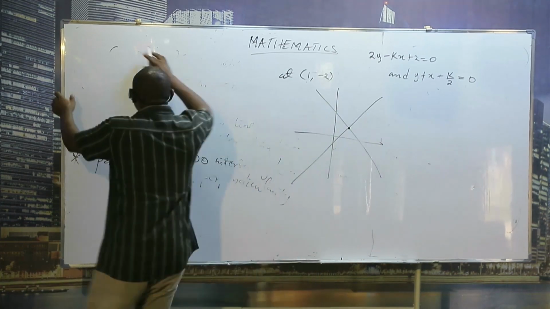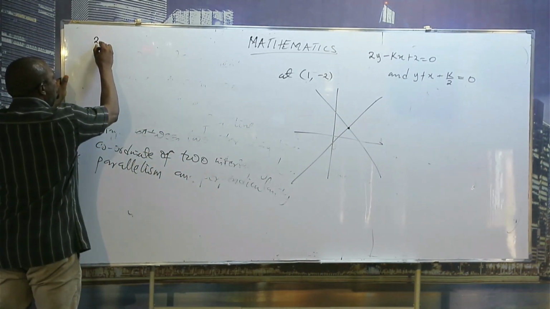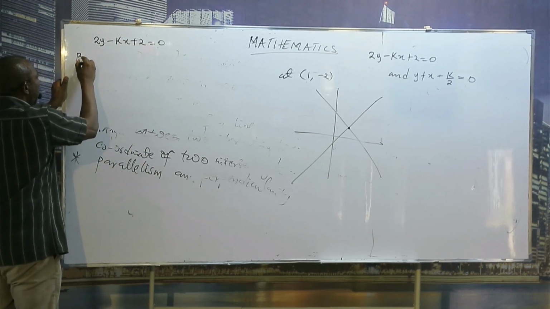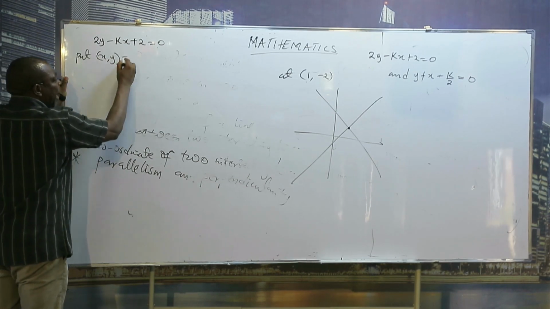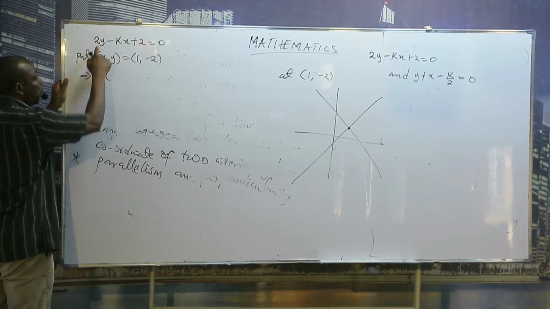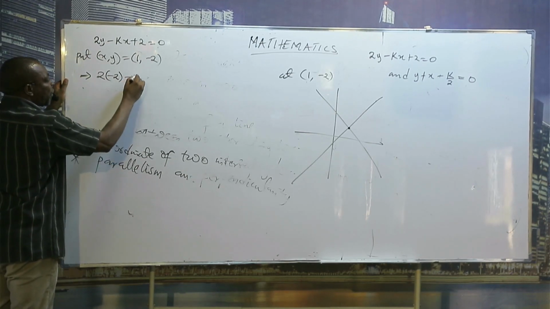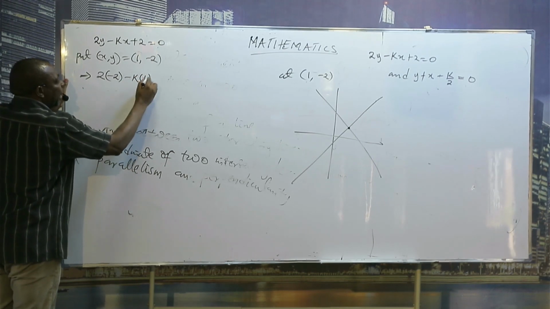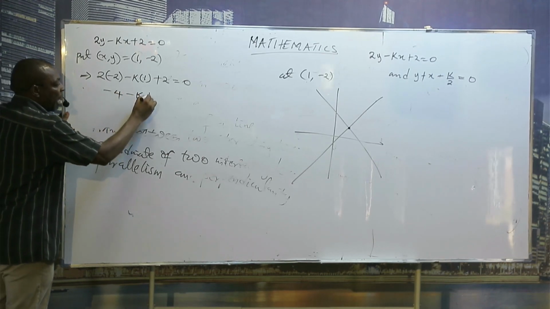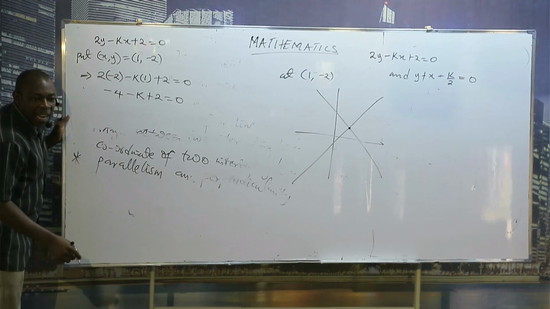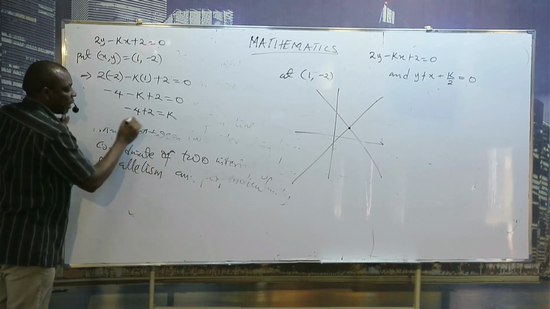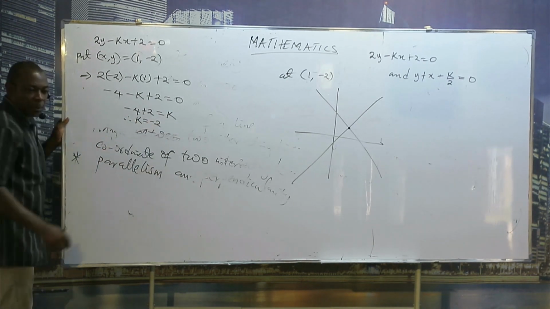What do I mean? Take any of the equations there. If I take 2y minus kx plus 2 equals 0, then you put the point of intersection x, y, which is 1, minus 2. Do that. You have 2 into minus 2, minus k into 1, plus 2 equals 0. This is minus 4 minus k plus 2. Collect minus k across. Minus 4 plus 2 gives me minus 2. Therefore, k equals what?